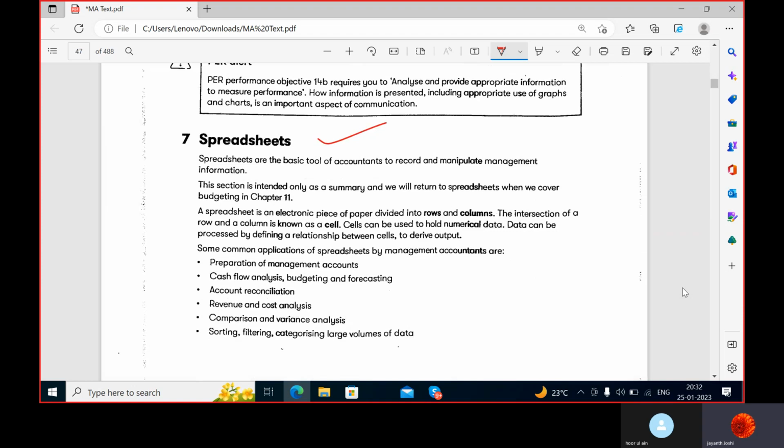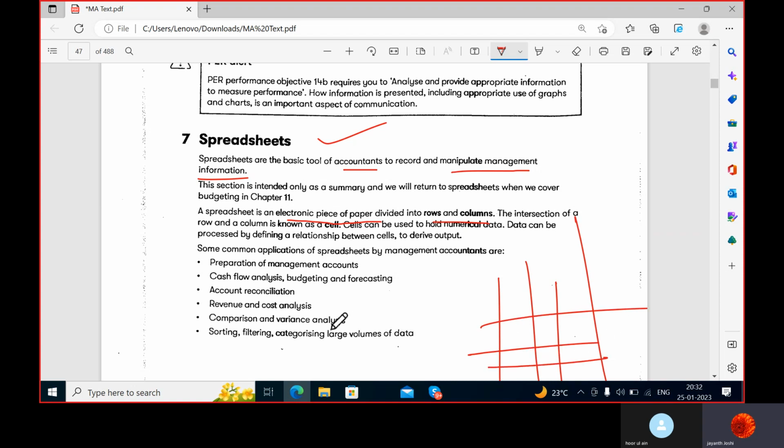So what is a spreadsheet actually? Spreadsheets are a basic tool of accountants to record and manipulate management information. In the sense that you have a spreadsheet on the computer, laptop or computer, whatever you see. In that you can put some data, you can change some data. Am I right? So they have given a very simple definition. It's an electronic piece of paper divided into rows and columns. So a spreadsheet will always be in rows and columns. Have you ever worked on a spreadsheet?